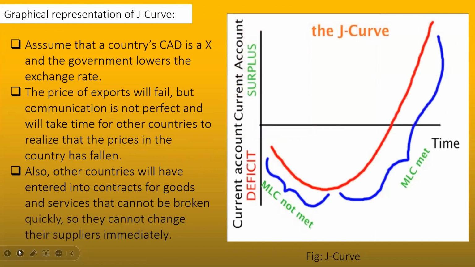Next, we will discuss the graphical representation of the J-curve. Assume that a country's current account deficit is at X and the government lowers the exchange rate. The price of exports will fall, but communication is not perfect and it will take time for other countries to realize that the prices in the country have fallen. Also, other countries will have entered into contracts for goods and services that cannot be broken quickly, so they cannot change their suppliers immediately.